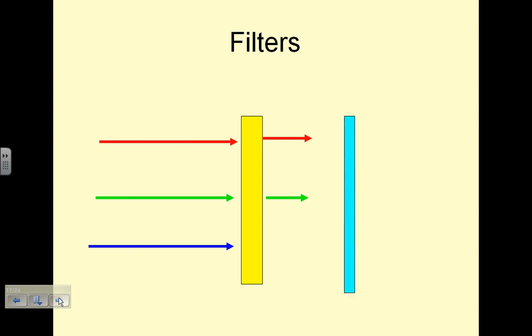What happens if you put a cyan filter there? Which two colors make up cyan? Green and blue. Now there is no blue, so only the green is going to get through this filter, and you're going to see green in this situation.